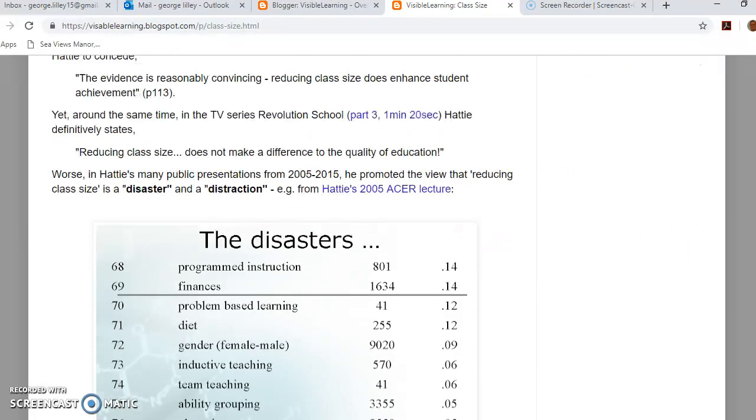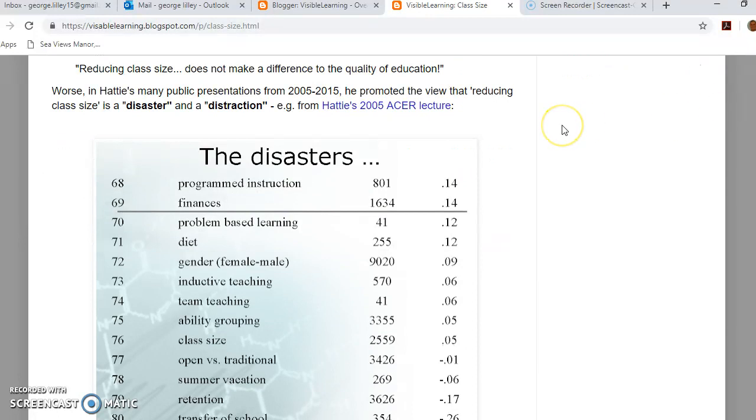Worse, in the lead-up to the publication of Visible Learning, Hattie had many public lectures, mostly with principals and administrators, and he would often have slides. For example, this is his 2005 ACER lecture. He would have a bunch of slides called The Disasters, and he would have listed in there a whole bunch of educational influences, which he implied were disasters. Class size regularly featured because back in 2005, the effect size was 0.05. It's nearly four times larger now, which is another issue, but in addition, problem-based learning featured in his disasters slide, and problem-based learning has got bad connotations ever since.